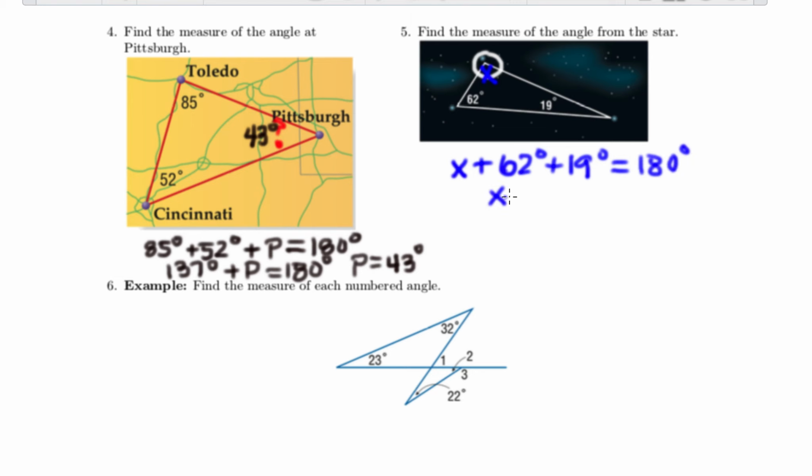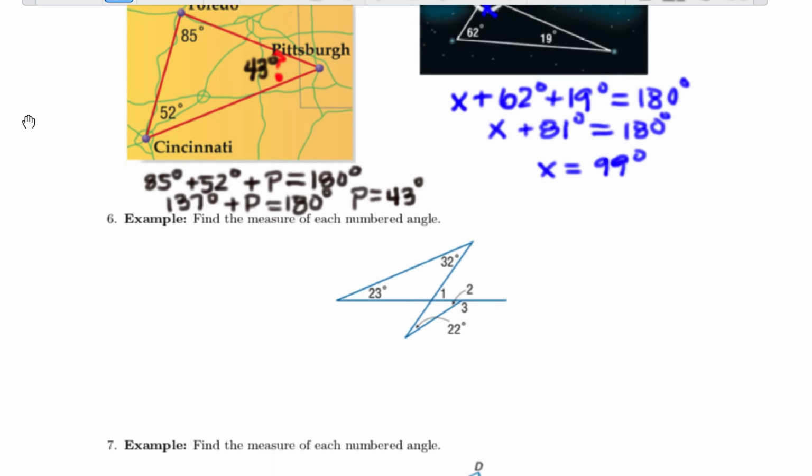Collect like terms. We've got 62 plus 19. This is going to come out to 81 degrees. x plus 81 is equal to 180. The next step is to subtract the 81 from both sides. This means that x is equal to 99 degrees. So we know the angle at that star up there is going to be 99 degrees. Moving on, question number 6.